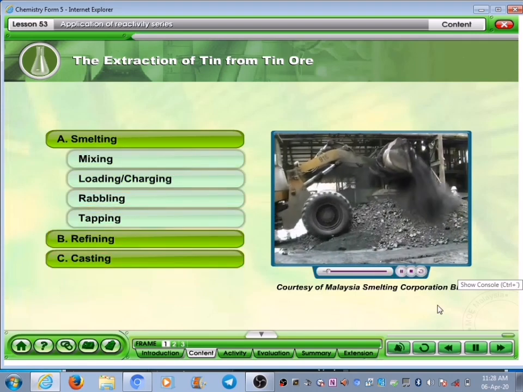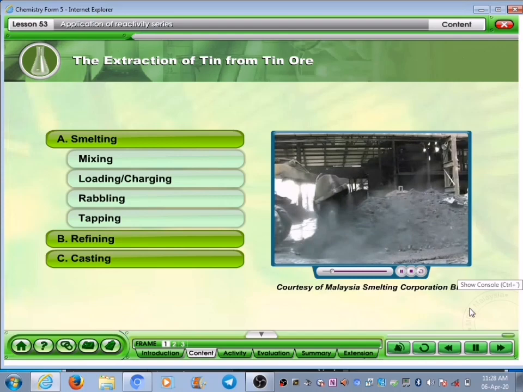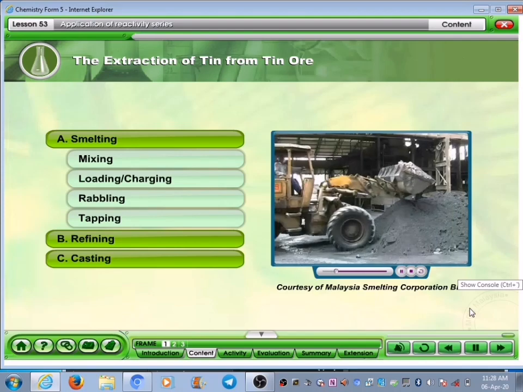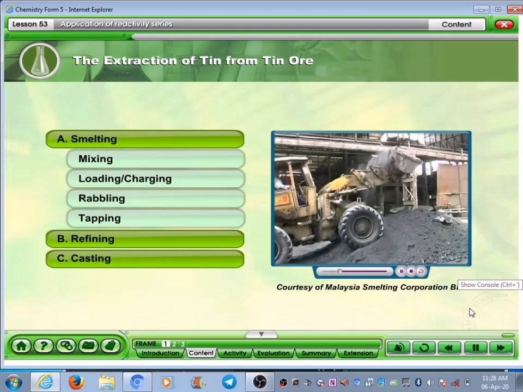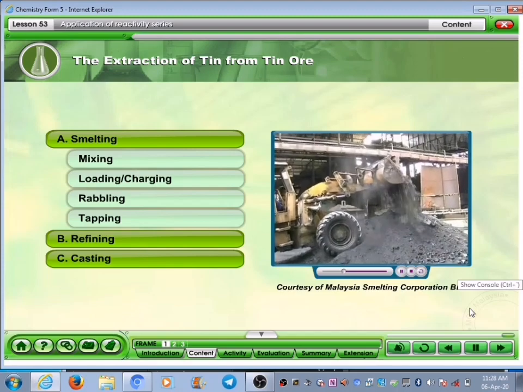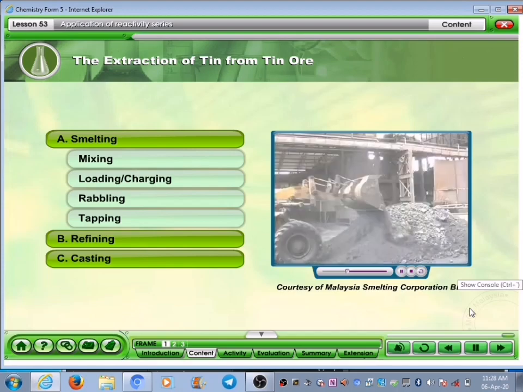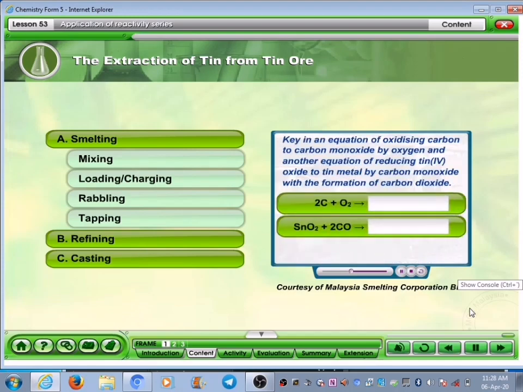The tin ore and carbon, also known as coke, are mixed together. Before continuing, key in an equation of oxidizing carbon to carbon monoxide by oxygen, and another equation of reducing tin(IV) oxide to tin metal by carbon monoxide with the formation of carbon dioxide. Click Check when you are done.